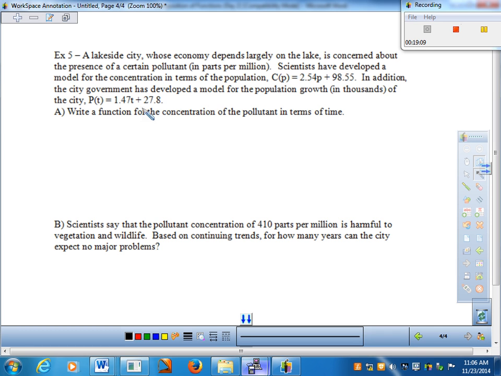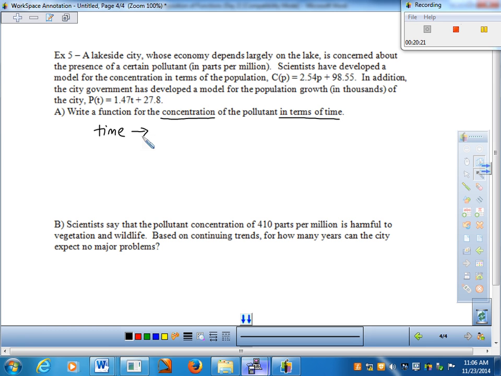So write a function for the concentration of the pollutant in terms of time. All right, so here's what we have. Concentration in terms of time. Output, input. So let's just kind of see the progression. If you want to do this in a different way, I'm not saying this is necessarily the ideal way to pull this off, but it just helps make the connection to the composition here.